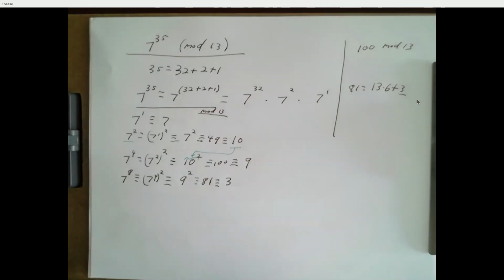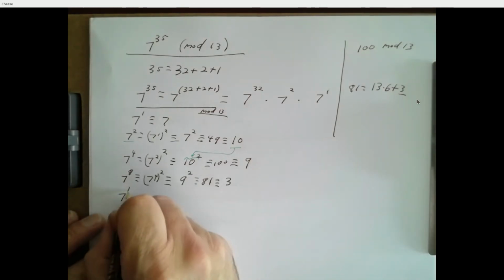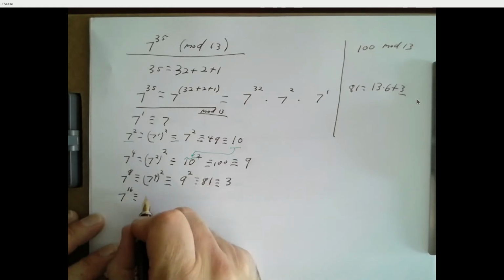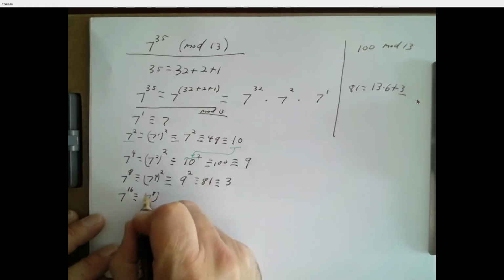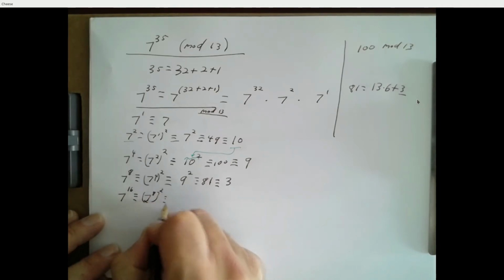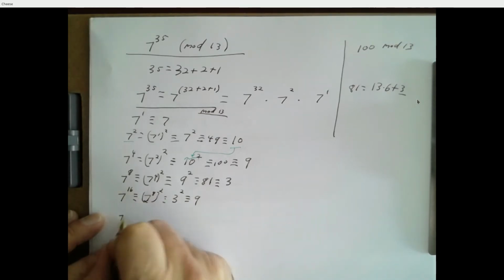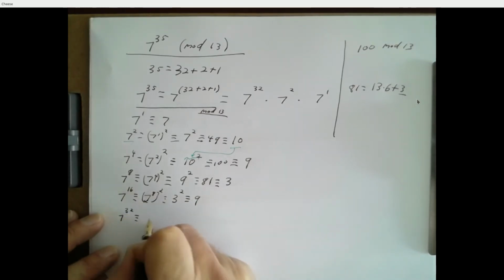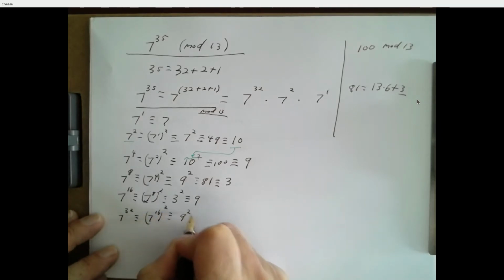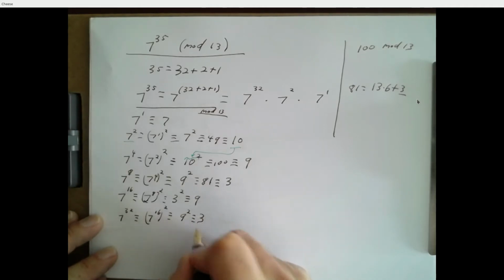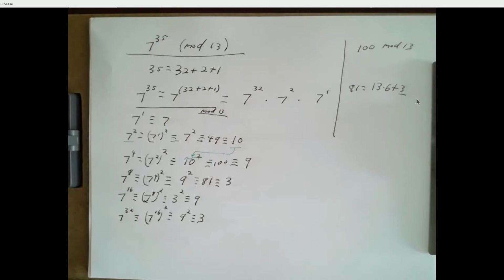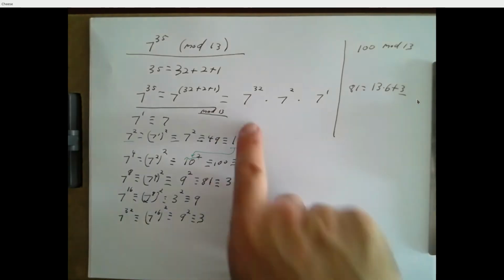All right, now we got a pattern. Now I don't have to really do any work. 7 to the 16th is going to be 7 to the 8th squared. And 7 to the 8th is 3, so this is just 3 squared, which is 9. And 7 to the 32nd will be 7 to the 16th squared, which will be 9 squared, which we already did up here, which is 3. And now I can write out as many powers of 7 as I want because it's going to alternate 9, 3, 9, 3, 9, 3, 9, 3. But we only have to go up to 32, right?